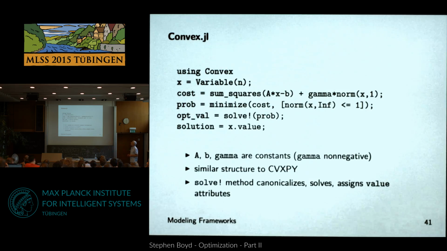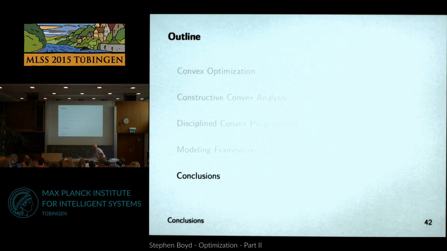All right, and everything looks the same. You form variables, you form costs. This constructs a problem. This says, use the solve function on the problem. The exclamation point means that it's going to have side effects; you don't have an exclamation point if it doesn't have side effects. The side effect is to write the solution onto the value attribute of all your variables. So that's it. Okay, so I'll just conclude.